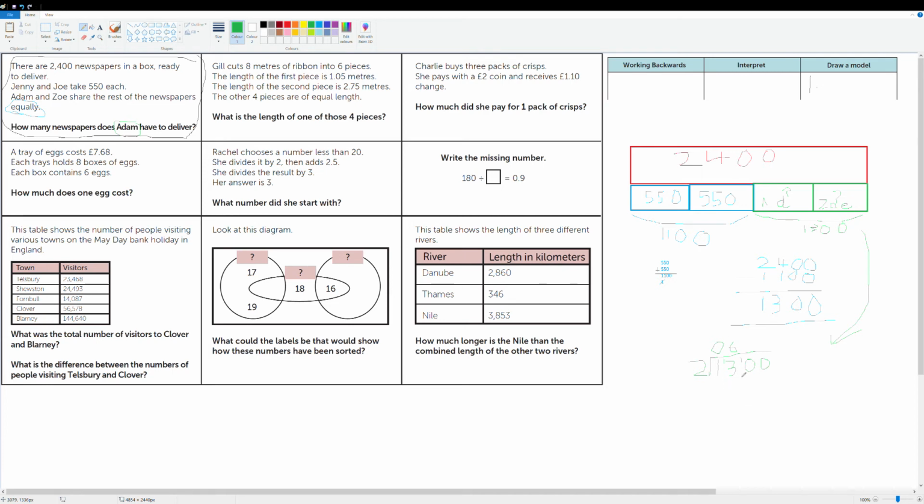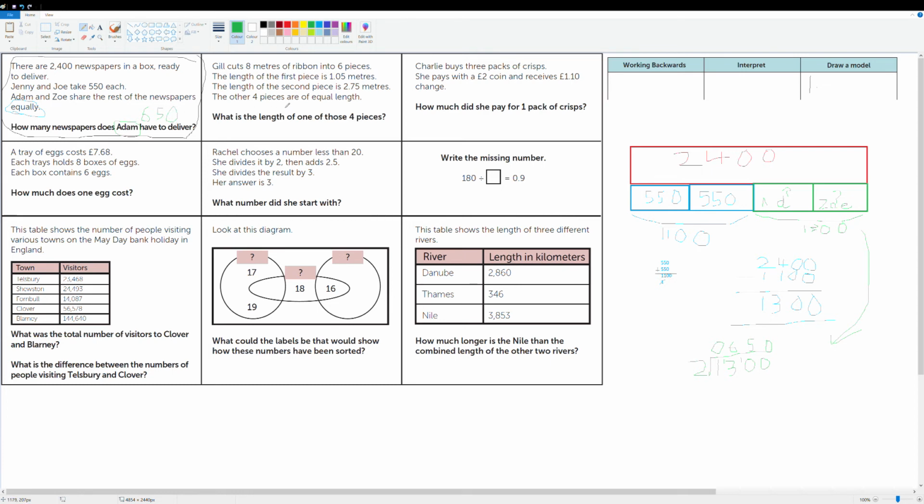And now we can say, how many lots go into 10? 2, 4, 6, 8, 10. Of course, it's 5. Nothing left over this time, which means there's no lots of 2 and 0. And the answer is 650. So we know how many newspapers Adam needs to deliver. 650.